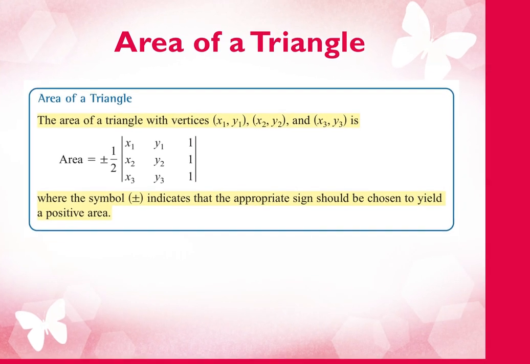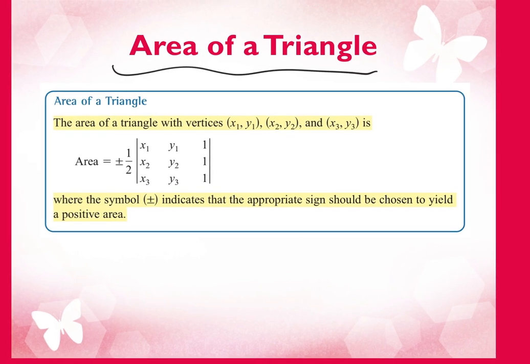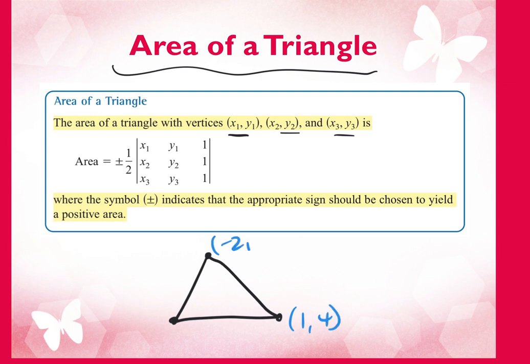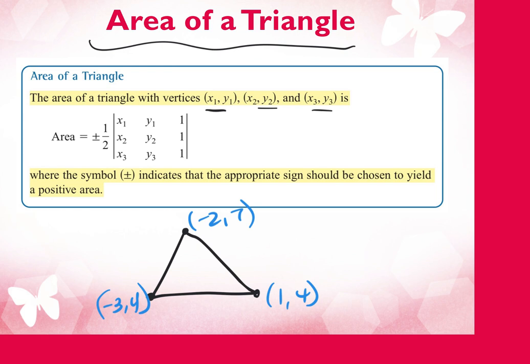The area of a triangle can be found if you have the coordinates of all three vertices. So if I have a triangle and I know the three vertices, for example, 1, 4, negative 2, 7, negative 3, 4, something like that. If I wanted to find the area of this, then I am going to take my x and y values and put them in the first two columns of a matrix. It doesn't matter what order I do. If I do this one first, it'd be 1, 4, then negative 2, 7, then negative 3, 4, and then I fill the third column with ones.